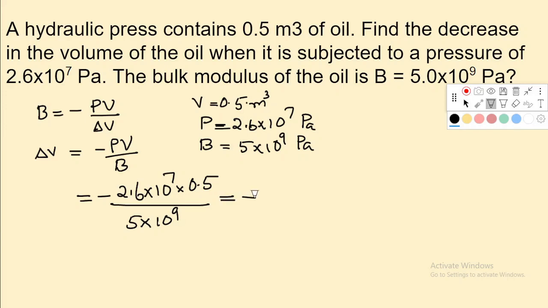So after the calculation, you will get the value of the change in volume is equal to negative 2.6 into 10 raised to negative 3 meter cube. So the negative value of delta V implies that as the pressure increases, there is a decrease in volume.